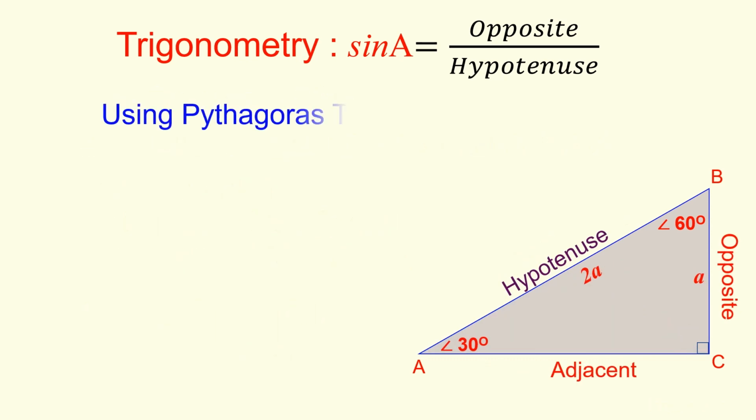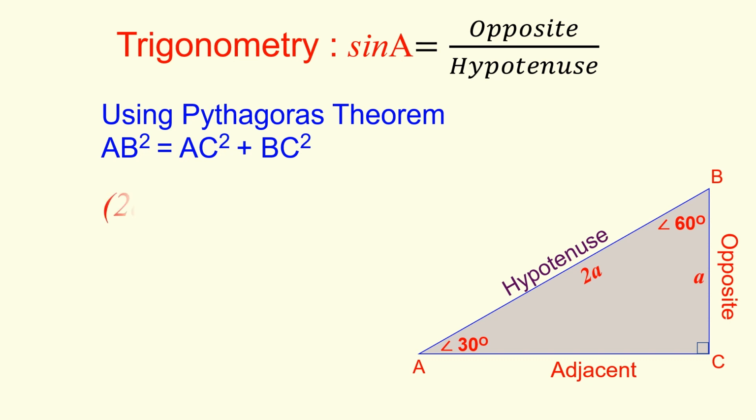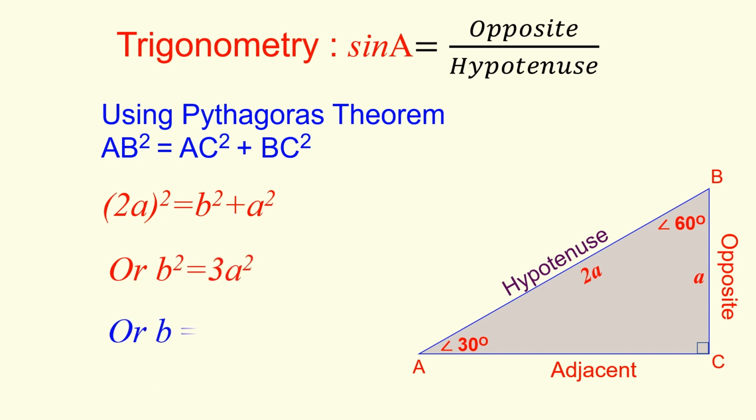Using Pythagoras' theorem, AB square equals AC square plus BC square. Or 2a square equals b square plus a square. Or b square equals 3a square. Or b equals under root 3 into a.